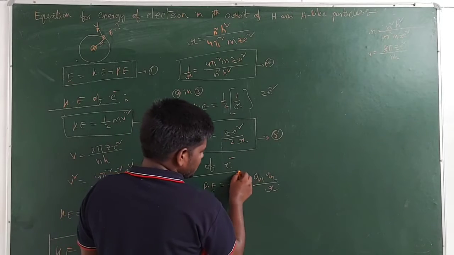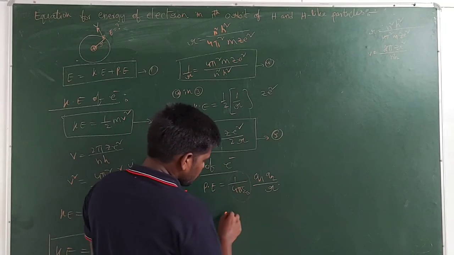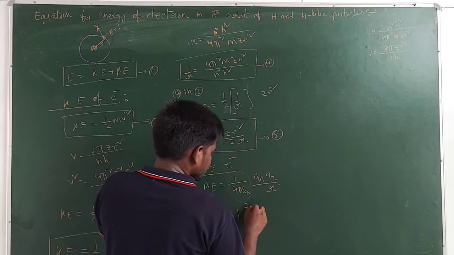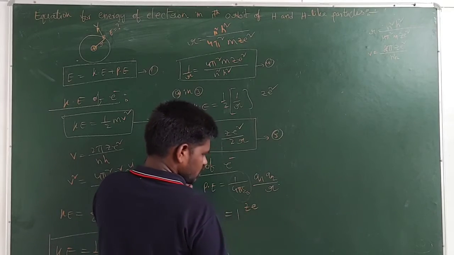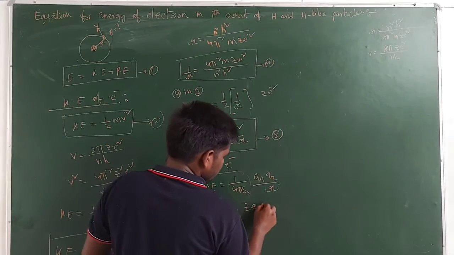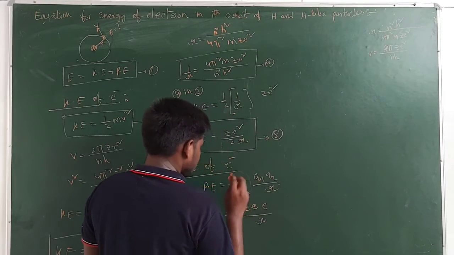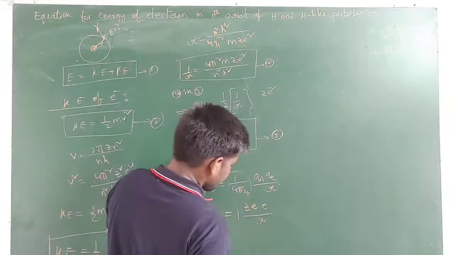So now in CGS units, guys, this value is equal to 1. So instead of this you can take 1, and Q1 means Ze, charge of the nucleus, and Q2 means e, charge of the electron, by R, that is the radius of the orbit containing electron.